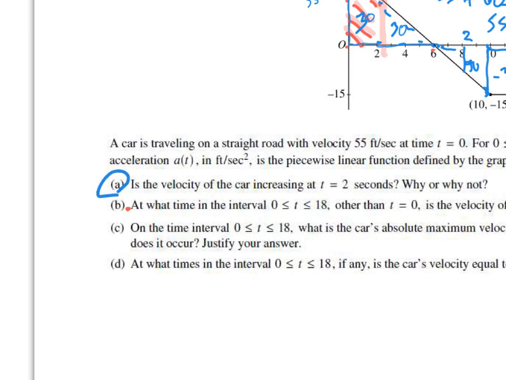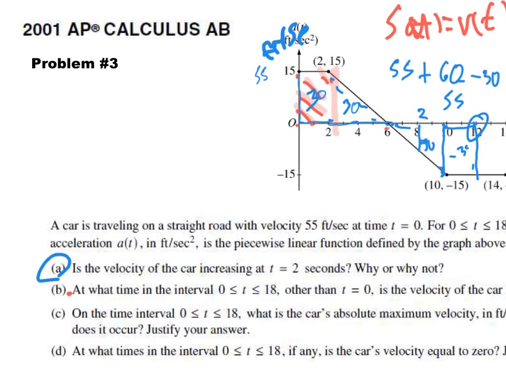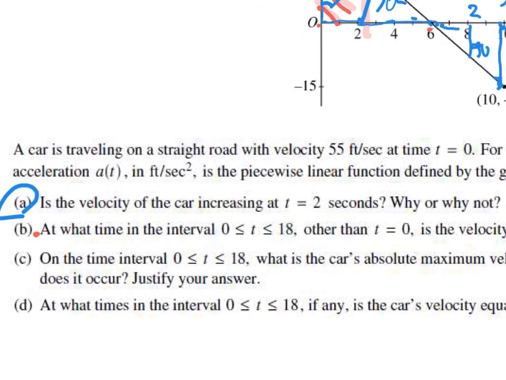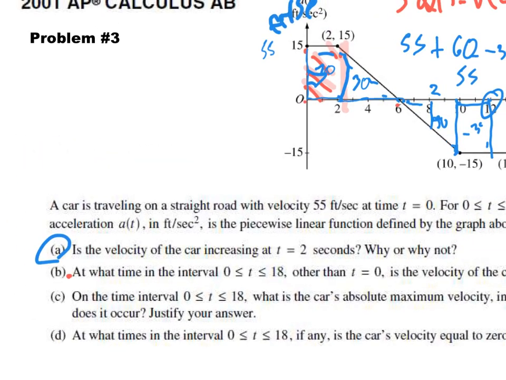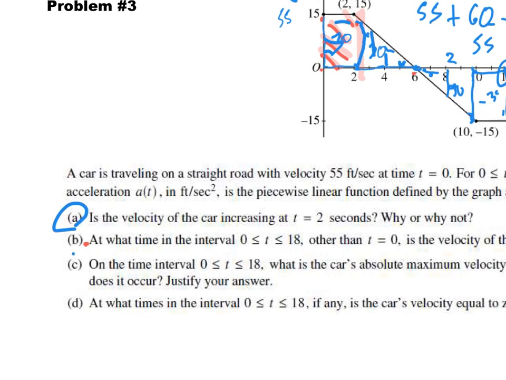We said for A, it was increasing. Why or why not? Because at t is 2, you had positive area. That meant positive velocity. So it was increasing as you went to the right. It keeps increasing, it keeps increasing, it keeps increasing till you get to 6. Then the velocity starts decreasing. At B, we accumulated the area from left to right.